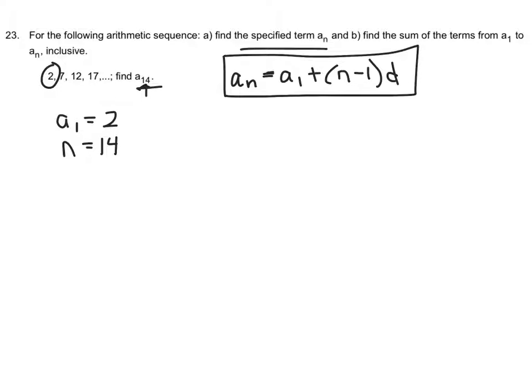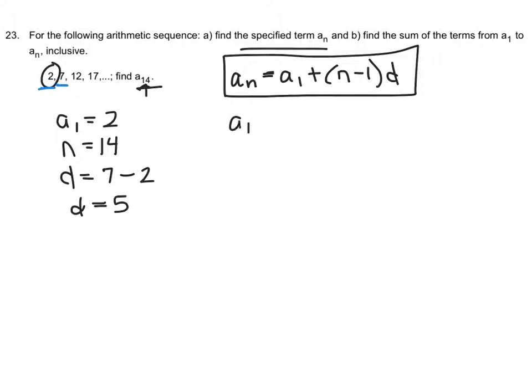D is the common difference. So that's the number that I'm either adding or subtracting to the previous number to get the next number. In order to find D, just take the second term, which is 7, and subtract the first term, which is 2. So 7 minus 2 is 5. This tells me that D is 5.